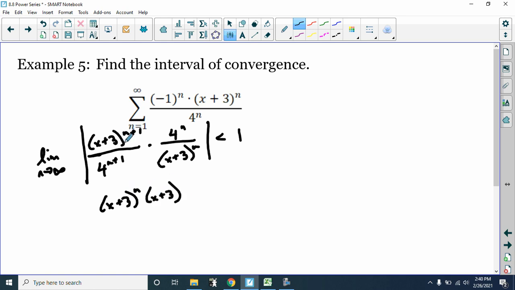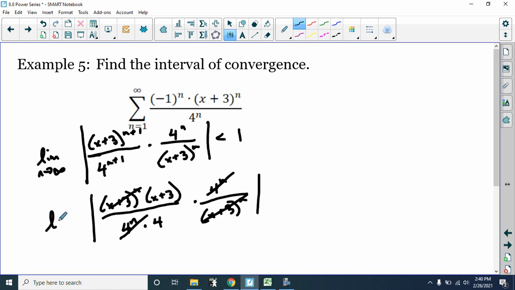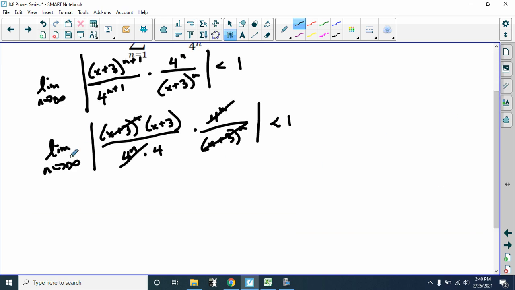(x plus 3) to the n plus 1, I can write as (x plus 3) to the n times (x plus 3) to the first. 4 to the n plus 1 is 4 to the n times 4 to the first. And we do that, so these guys cancel. These guys cancel. I no longer have any n's that I need to think about or worry about. The limit as n approaches infinity of this is just itself. Absolute value of x plus 3 over 4 is less than 1.